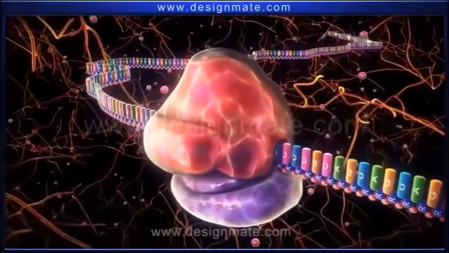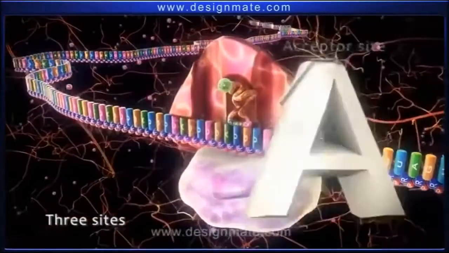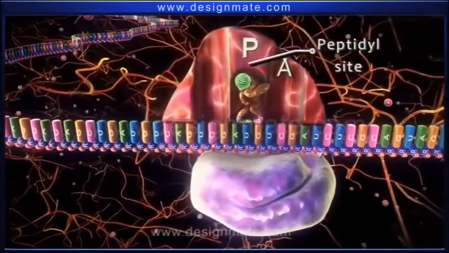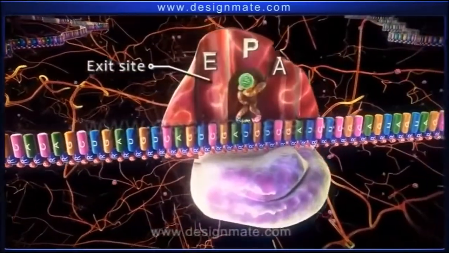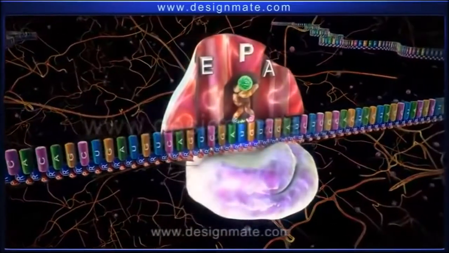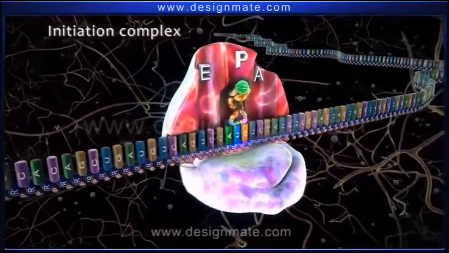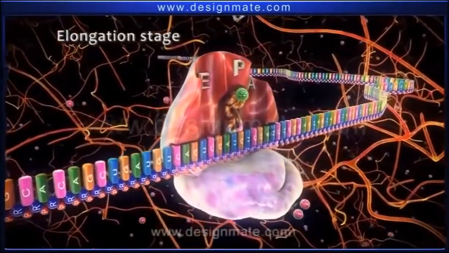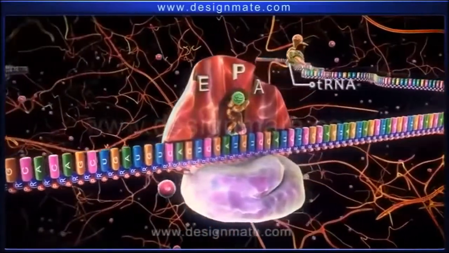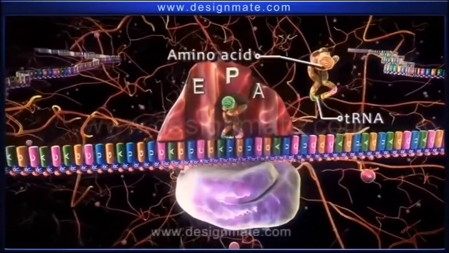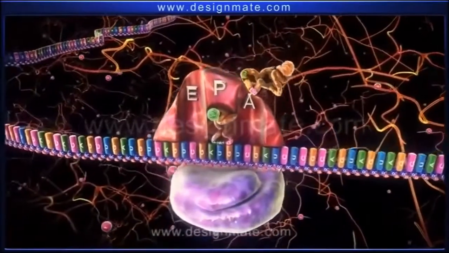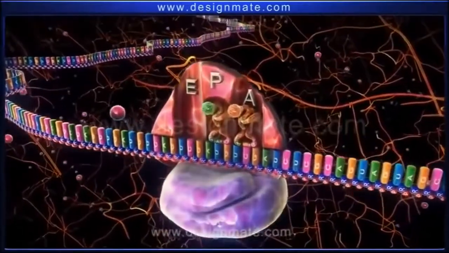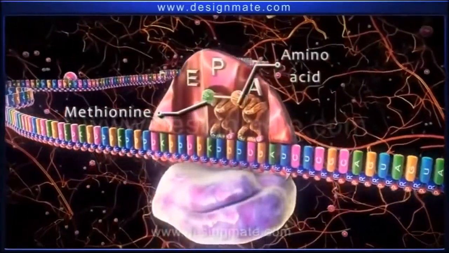The large subunit shows 3 sites: the acceptor site or the A site, the peptidyl site or the P site, and the exit site or the E site. This whole unit forms the initiation complex. This is followed by the elongation stage. During this stage, another tRNA carrying a molecule of an amino acid approaches the mRNA ribosome complex and fits in the A site. Then a bond is formed between methionine and the amino acid molecule on the tRNA.